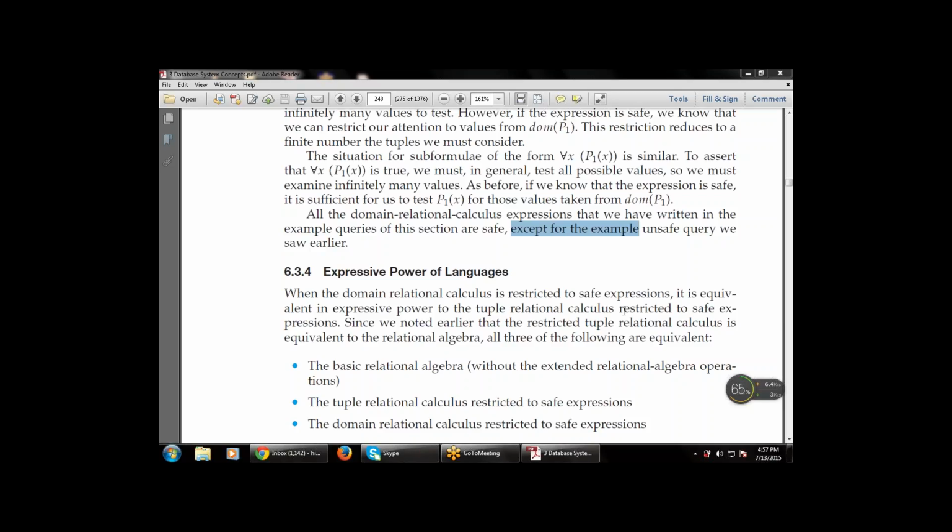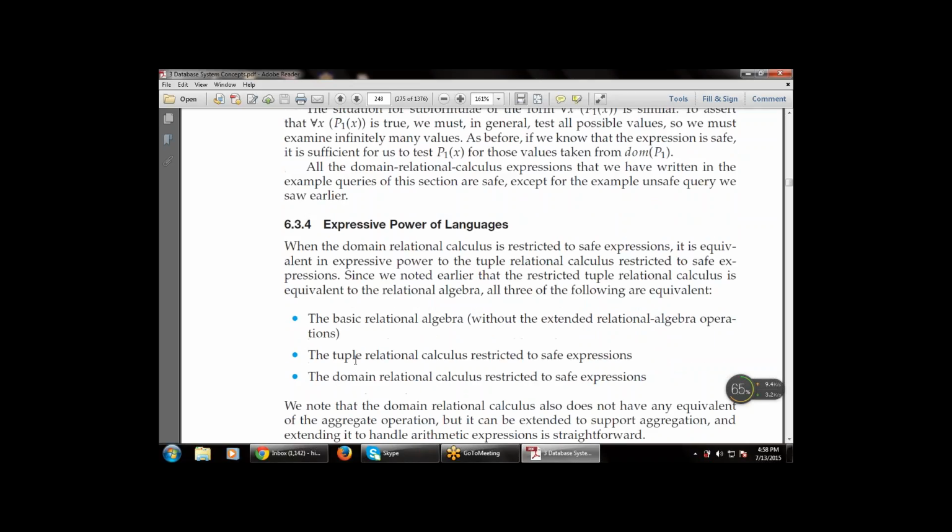So what are the various forms that are equivalent? The first one is the basic relational algebra. The second one is the tuple relational calculus restricted to safe expressions, and the third one is the domain relational calculus restricted to safe expressions. So one is the basic relational algebra, then the tuple relational calculus, then the domain relational calculus that is also available for domain calculus operations.